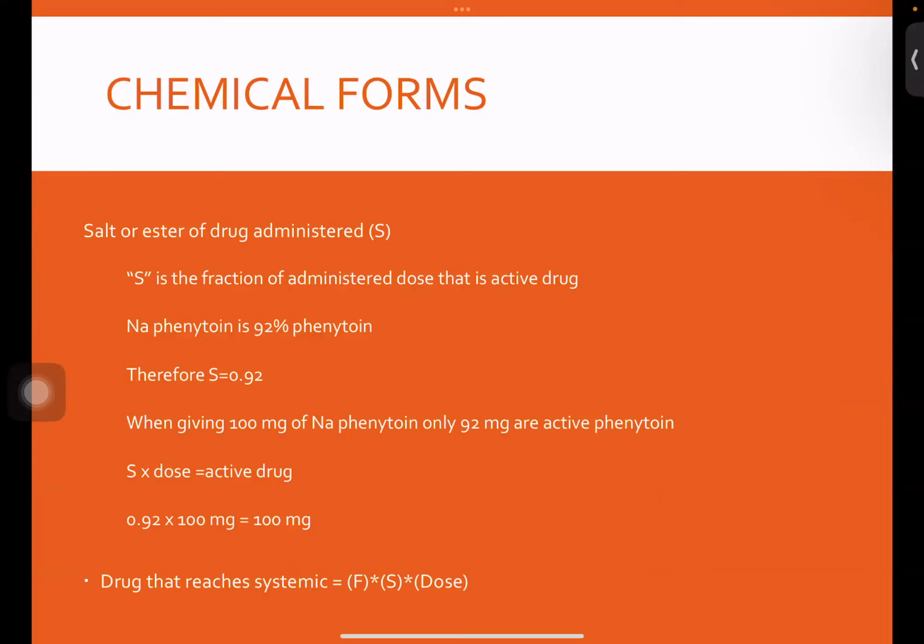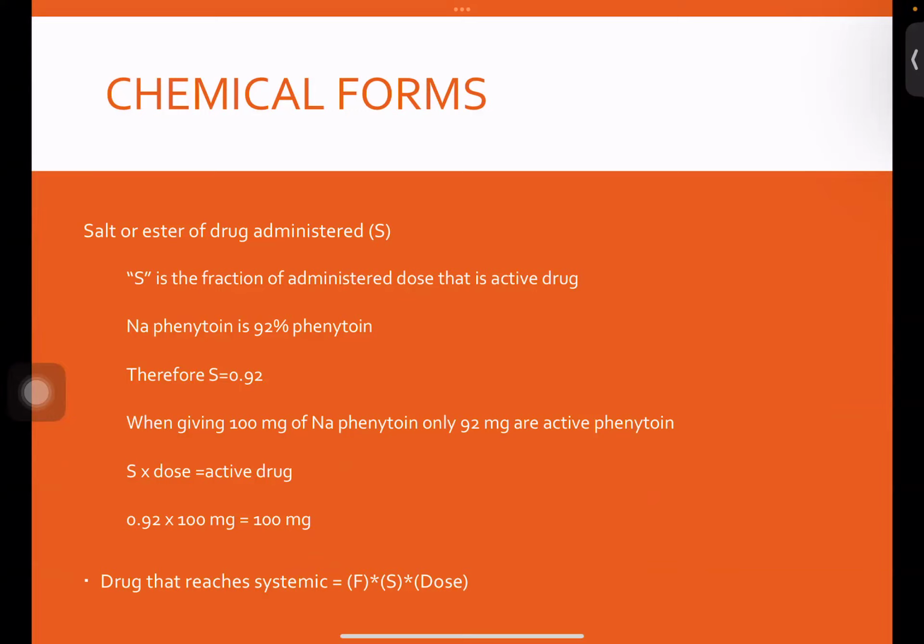So there's lots of different chemical forms. And I think I told you that we also have to consider salt forms or ester forms. So salt or ester of the drug, we symbolize with a big letter S. The salt is the fraction of the administered dose that is the active drug.